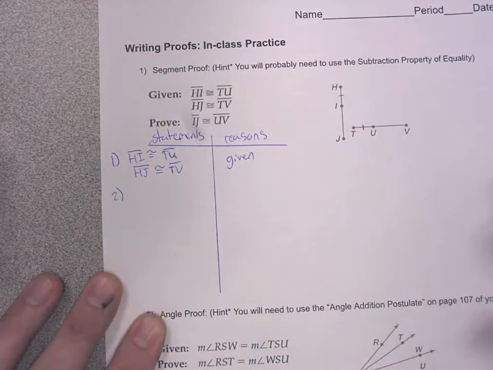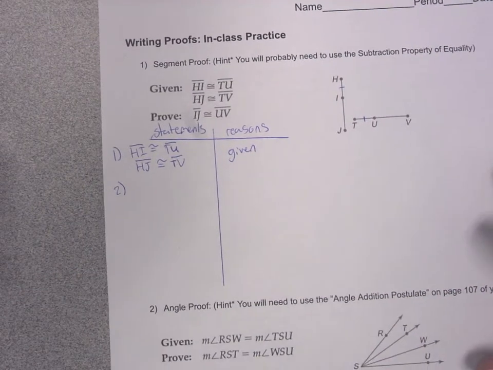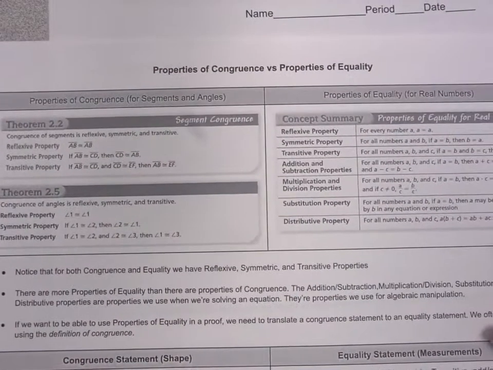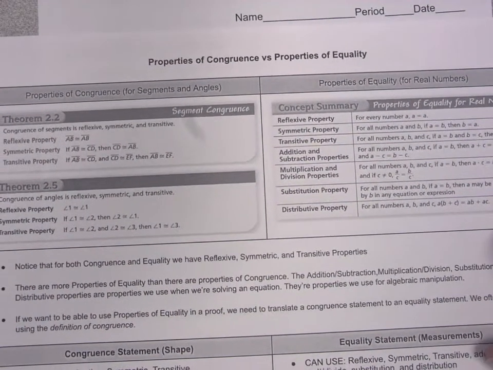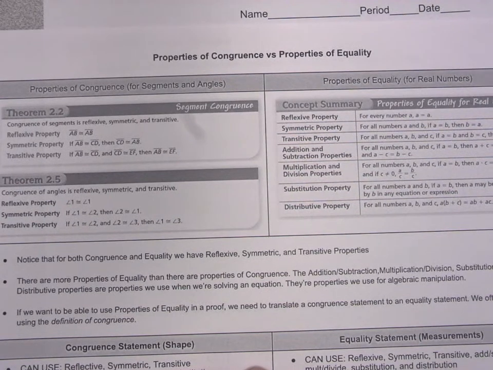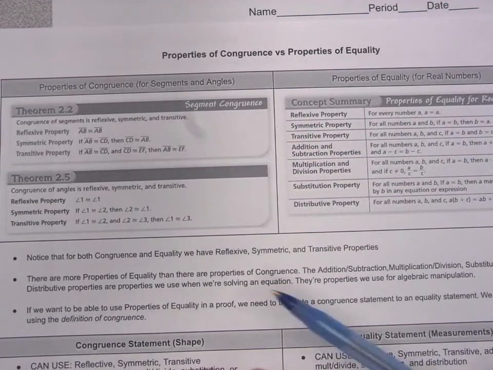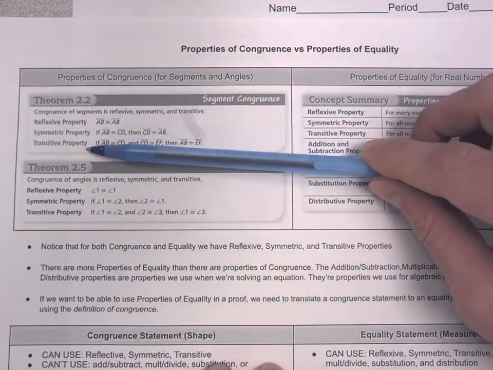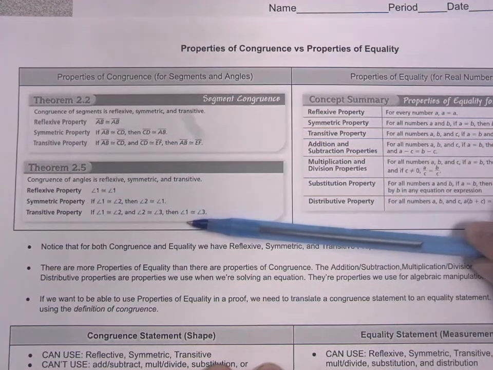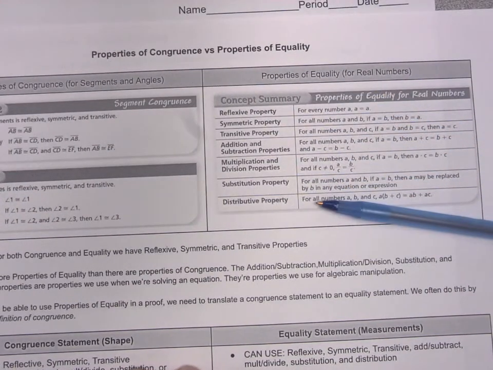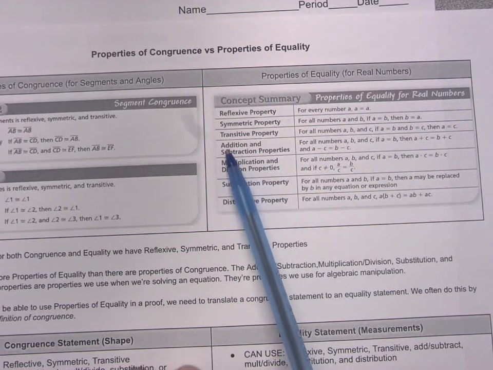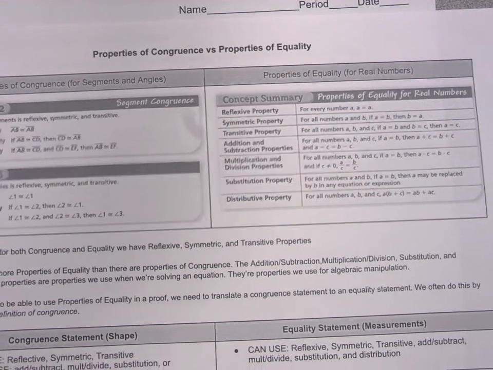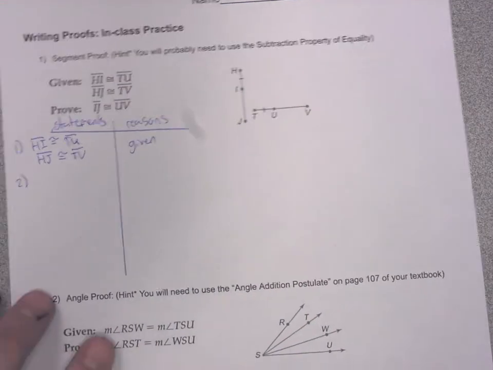All right. One of the things that we talked about in class recently is properties of equality and properties of congruence. So I gave you this handout here, and you can download it on the notes for a previous class if you don't have it already. But right over here we have properties of congruence, and there's only three: reflexive, symmetric, transitive. These are the same three, but just for angles. Over here, these are all the properties of equality, and notice we have all these other properties: addition and subtraction, multiplication and division, substitution, distribution. So there's more properties of equality than there are properties of congruence.